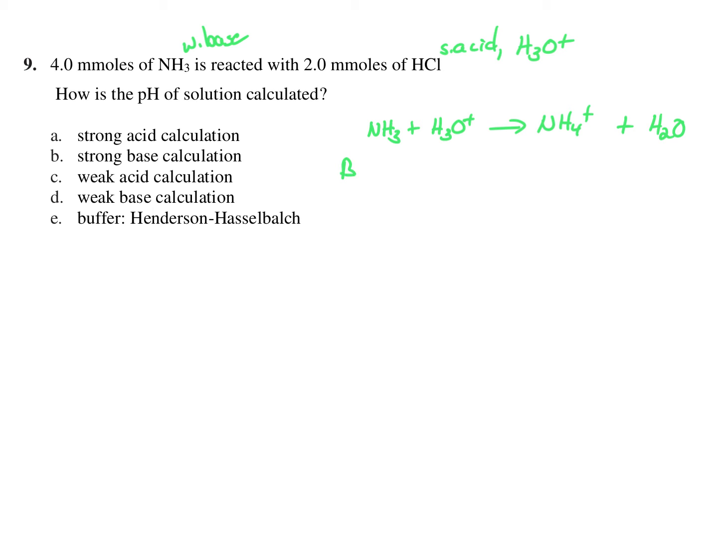So we write our BCA table, before, change, after. We have 4 millimoles of ammonia added to 2 millimoles of hydronium ion, which is our limiting reagent. So all of our limiting reagent has been consumed, and we have consumed 2 out of the 4 millimoles of NH3, but we need to be mindful that we've generated 2 millimoles of our conjugate weak acid.